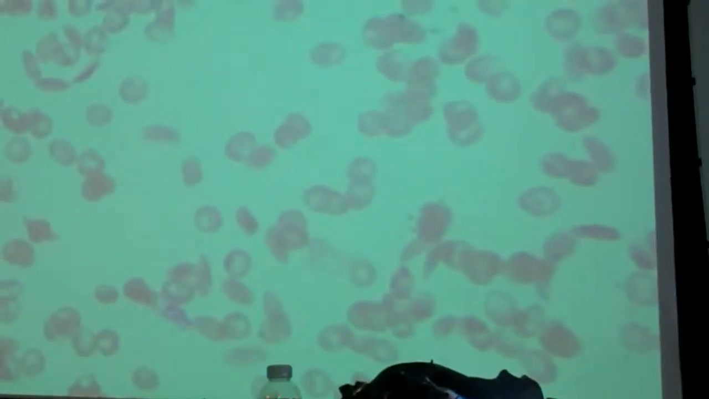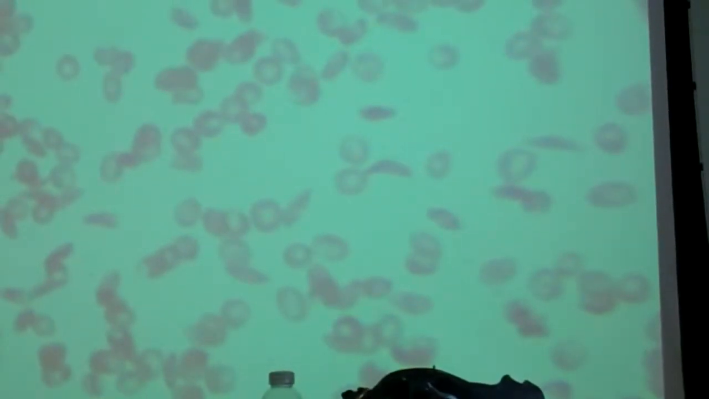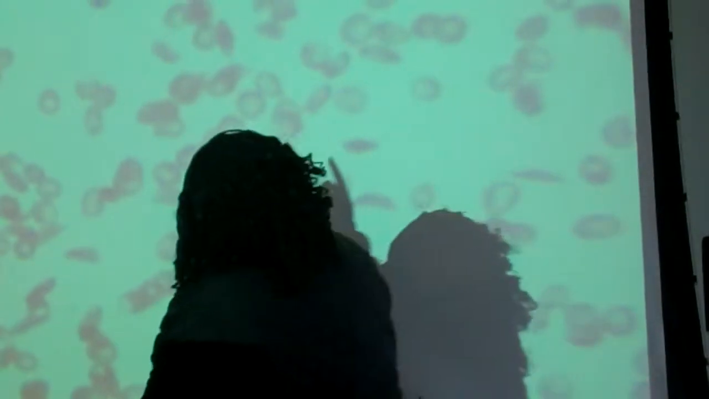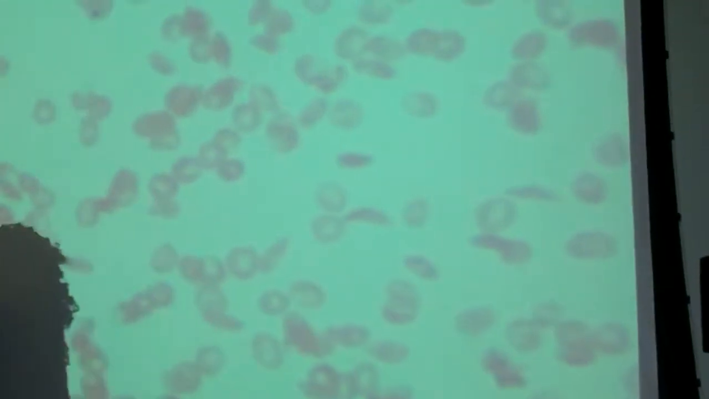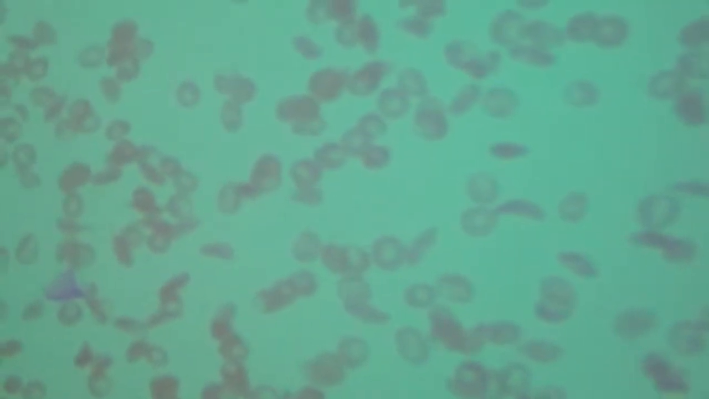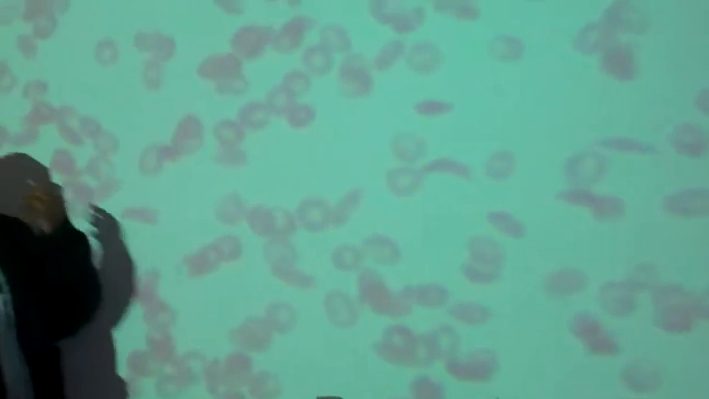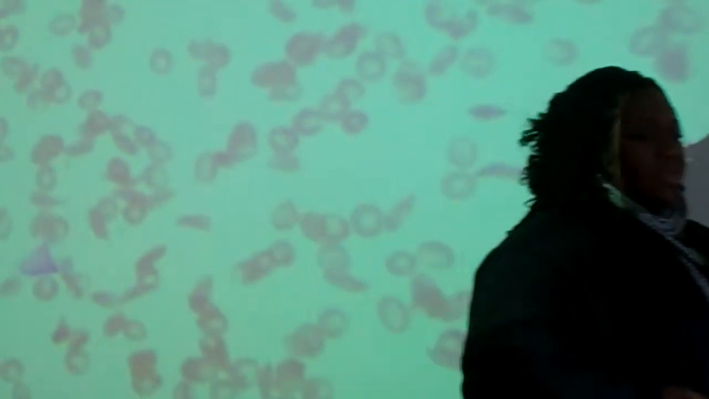Do you see any sickled cells? A lot, right? So the red blood cells now are not rounded anymore, but rather they have what? They are sickled in shape. They look like the blade of a sickle.